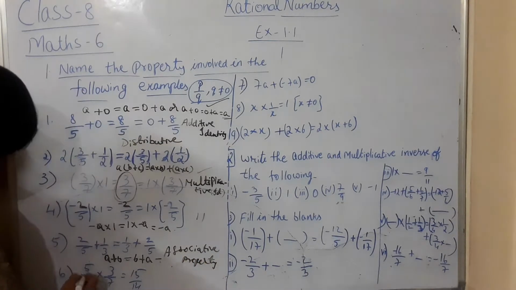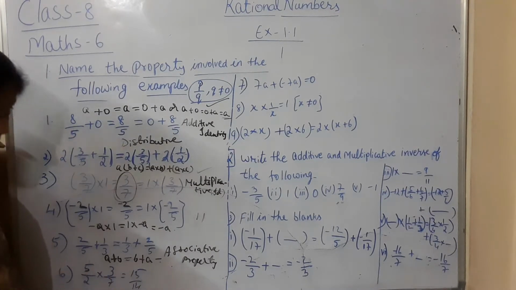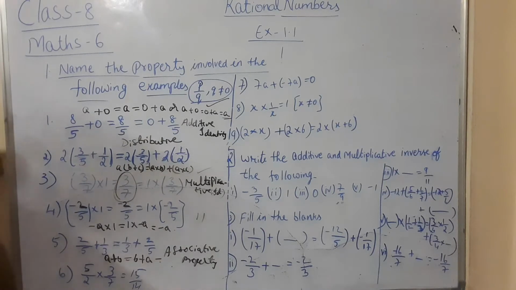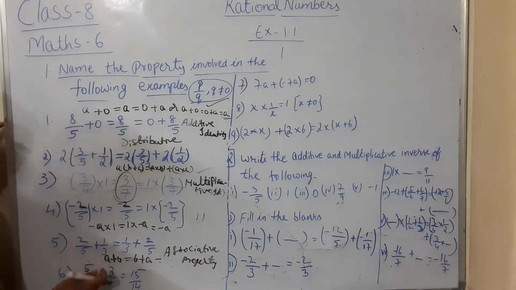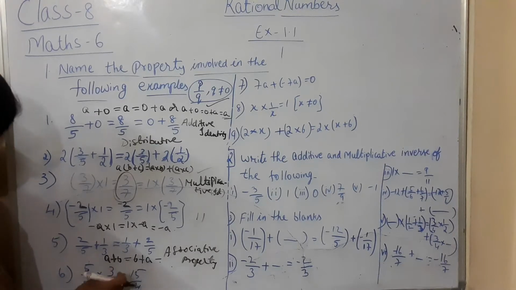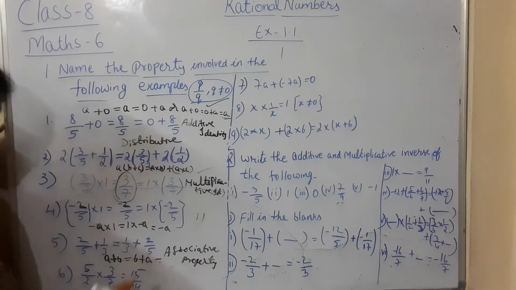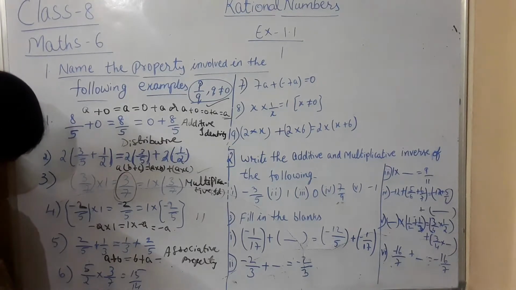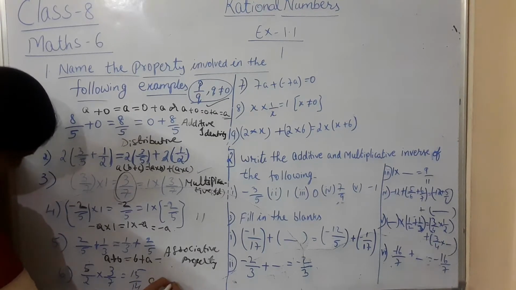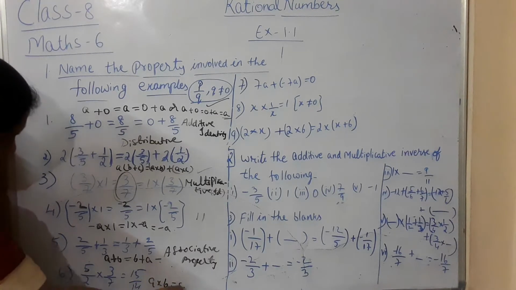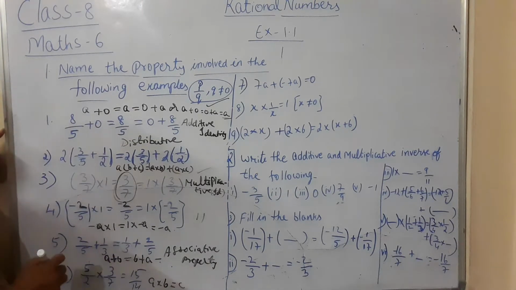The next one, 5 by 2 into 3 by 7 is equal to 15 by 14. 5 by 2 is a rational number and 3 by 7 is also a rational number. That means you are multiplying two rational numbers and you are getting back a rational number. So this is the closure property under multiplication. If you multiply any two numbers, a into b is equal to c. If you multiply any two rational numbers, you will get back a rational number.